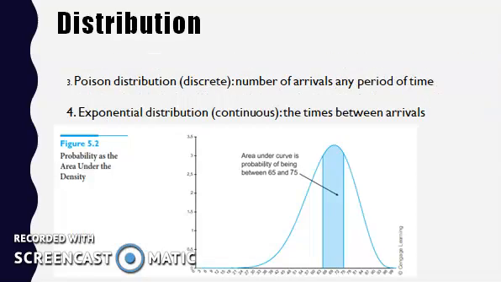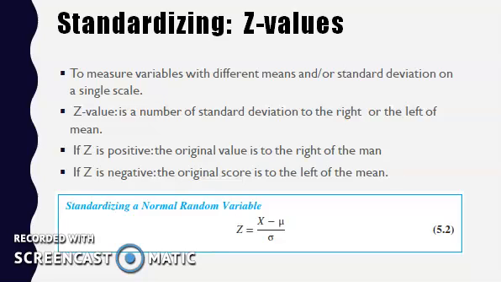The third one is Poisson distributions, or discrete distribution, which is a number of arrivals in any period of time. And exponential distributions, or continuous, is the times between arrivals. We use Z values for standardizing, which is to measure variables with different means and or standard deviation on a single scale. Z value is a number of standard deviation to the right or to the left of mean.